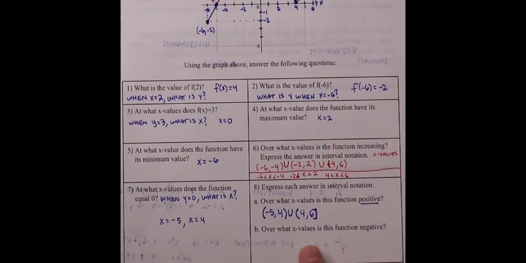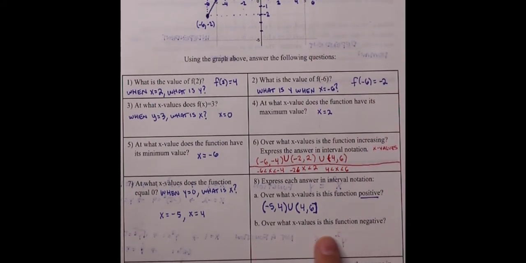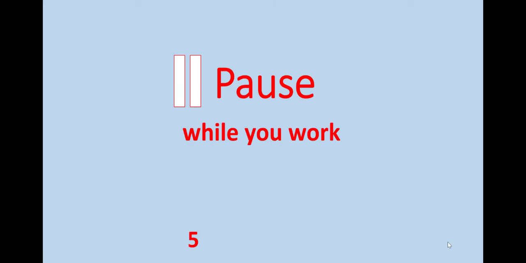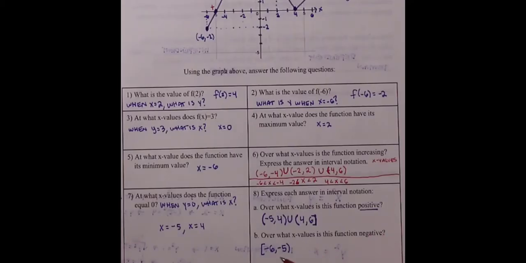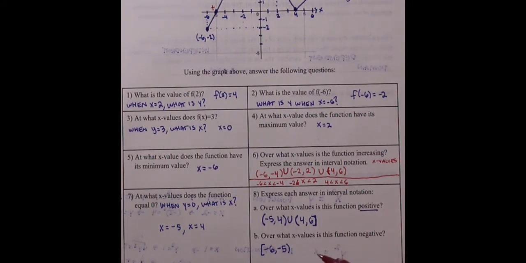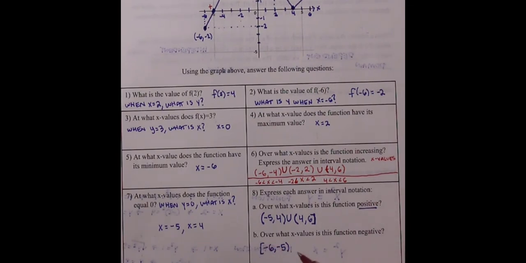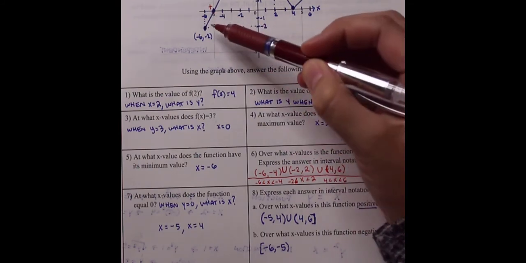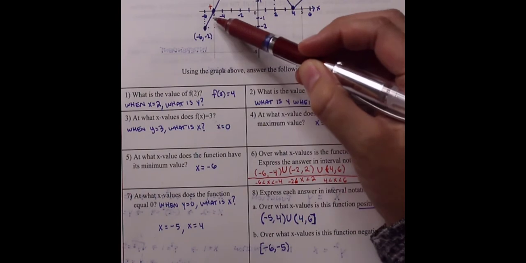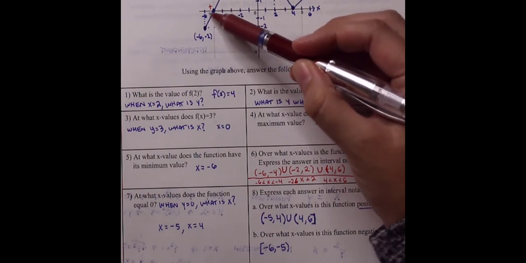All right, so pause this and answer part B. When is this function negative over what interval of x values? All right, did you get from -6 to -5? That's the first thing. If you got those numbers, that's good. The other thing is the brackets and the parentheses. So the function has negative output values only right here. This is the only time the function's negative, between -6 and -5.